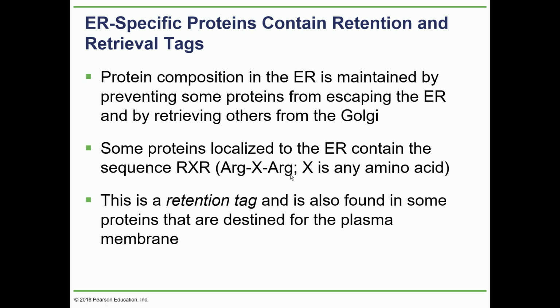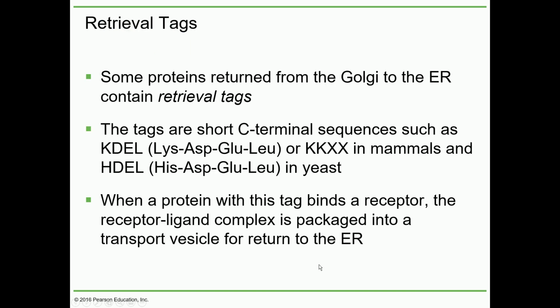And some proteins which have reached the Golgi can come back to the ER because they have some tags in them. They're called retrieval tags. So some proteins return from the Golgi to the ER, and they contain retrieval tags. These are some of the retrieval tags, and you need to know these tags. These tags are short C-terminal sequences such as KDEL or KKXX in mammals, and HDEL in yeast. So KDEL is basically an amino acid sequence. This is a tag, and this is called the retrieval tag.